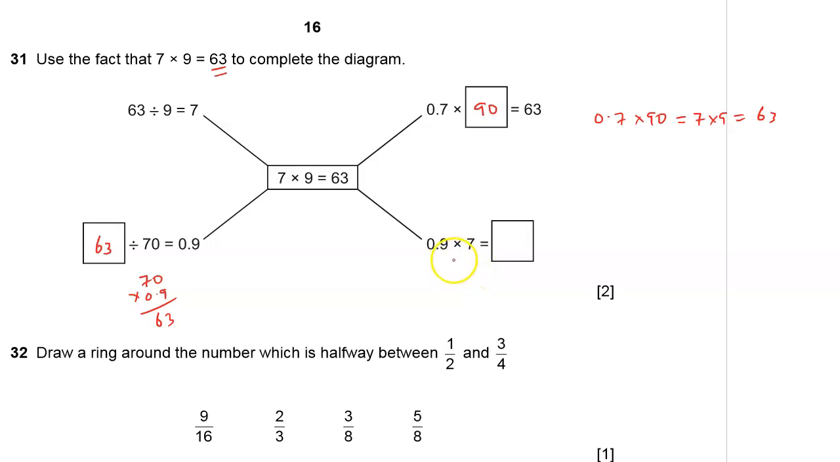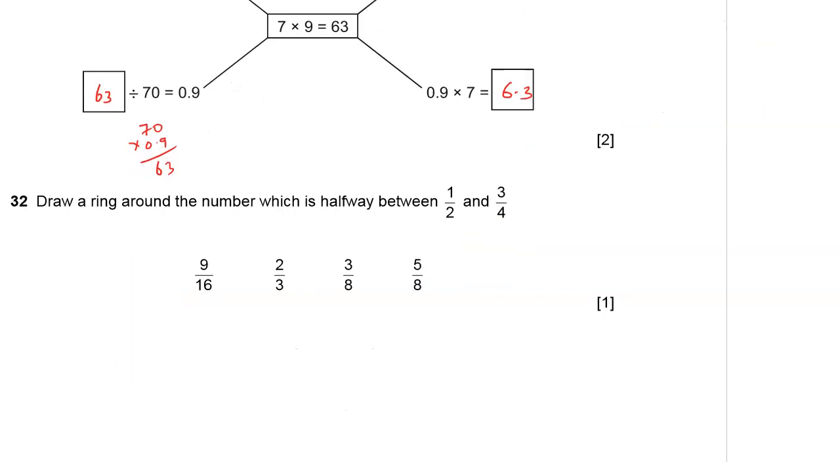Here, 0.9 times 7, of course, this is going to give us 6.3, because 9 times 7 is 63. Since it is a decimal point, that basically means 6.3 is what you get when you multiply 0.9 times 7. Lastly, question number 32.